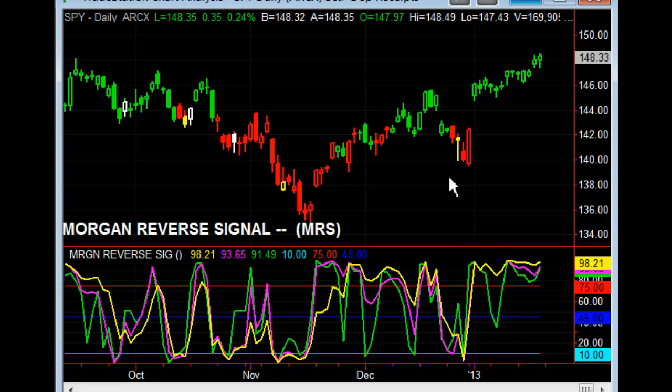That stands for the Morgan Reverse Signal. And this was an early indicator that I had put together. It was a range-bound oscillator, similar to a relative strength. And what it did was I wanted to create different speed levels. And so each of the different colors represents a different speed for the market, where you have your green being the fastest, the magenta in between, and the yellow the slowest.